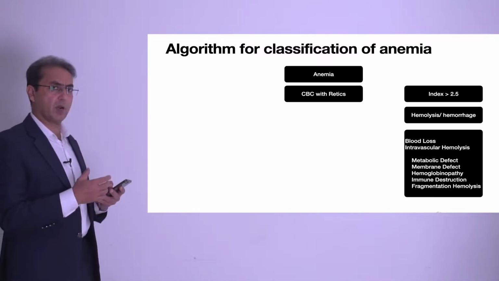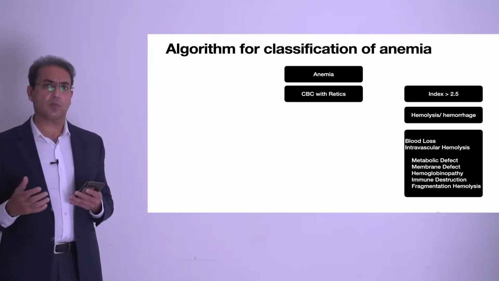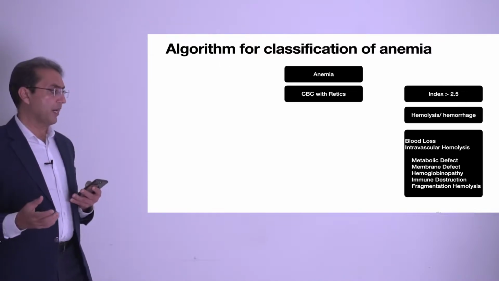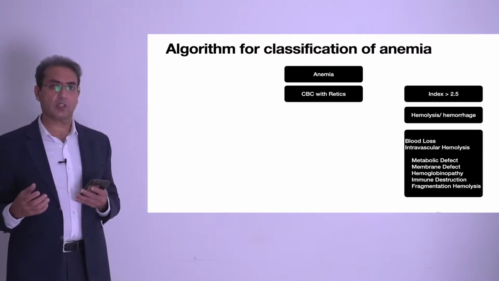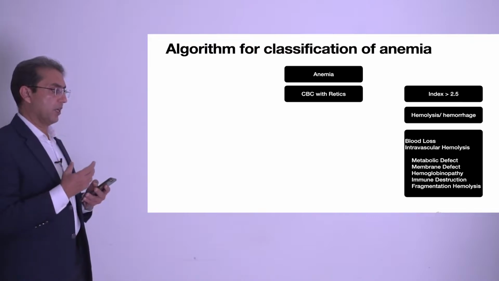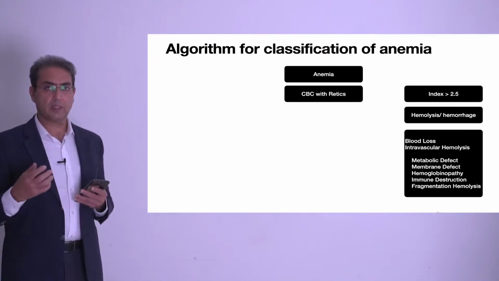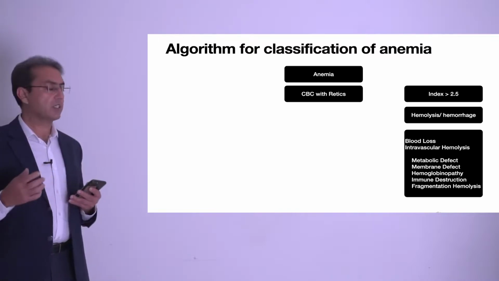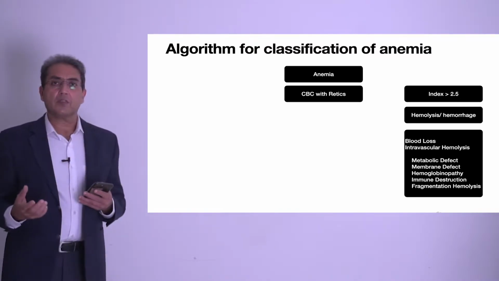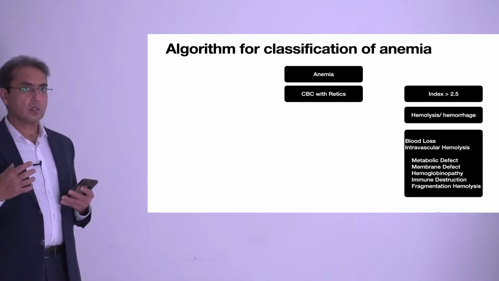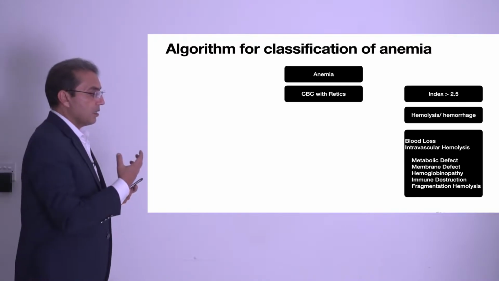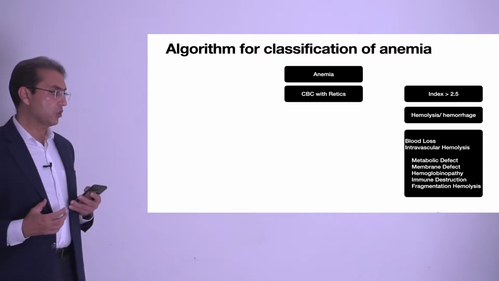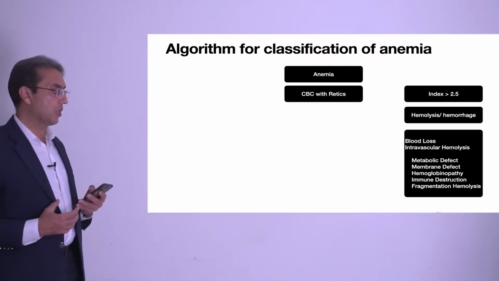For example, the patient may have blood loss from the GI tract, the gynecological tract, or sometimes the urinary tract, or the patient may have intravascular hemolysis. For example, there are metabolic defects like glucose 6 phosphate dehydrogenase deficiency, membrane defects like hereditary spherocytosis and elliptocytosis. Then you've got hemoglobinopathies like thalassemias or sickle cell disease, or other hemoglobinopathies which are uncommon.